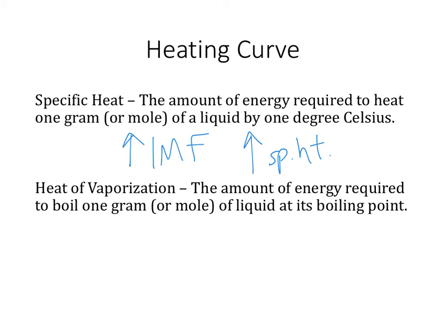And finally, we have the heat of vaporization. That's the amount of energy required to boil 1 gram or mole of a liquid at its boiling point, or the amount of energy released when 1 gram of a gas is condensed. In a liquid with strong intermolecular forces, more energy is required to boil the substance, and the heat of vaporization is thus higher.